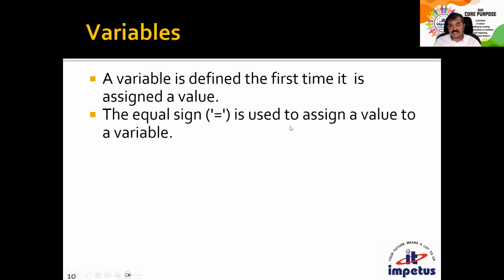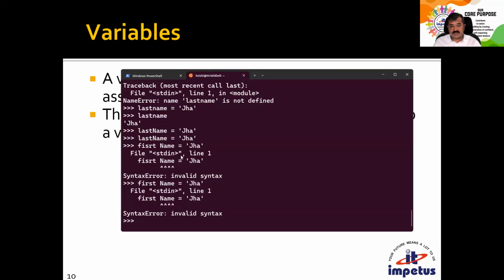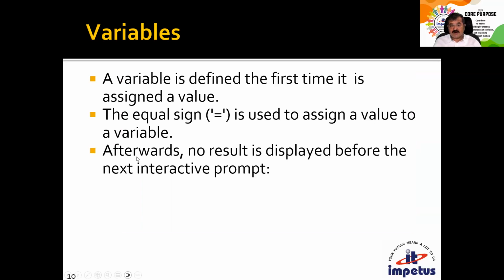We use the equal to sign to assign a value to a variable. We did that. How do you do that? Last name is equal to Jha. We did that. Afterwards, no result is displayed before the next interactive point.